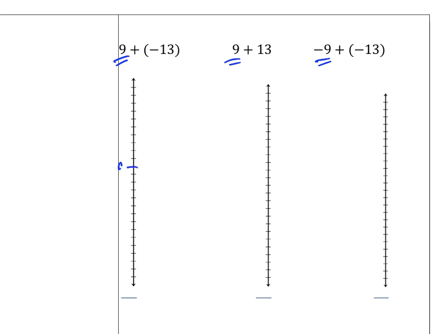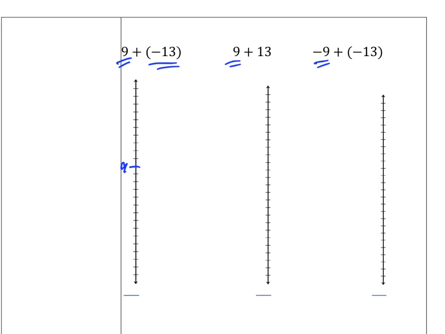I'm going to start at 9, but I'm going to add negative 13, which means I'm going to go down. I'm going to go down 13. So if I go down 13, where do I land? And so one of the things you'll hear me say on a regular basis is, where is 0? And it's 9 away from 9, right? That's the absolute value of 9 is 9. So it's 9 away from 0.